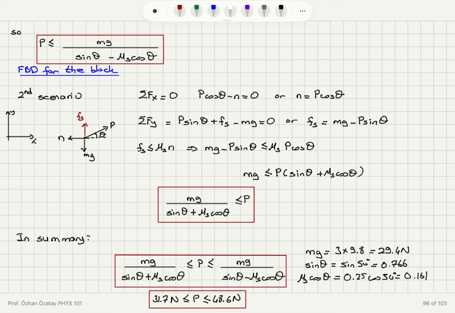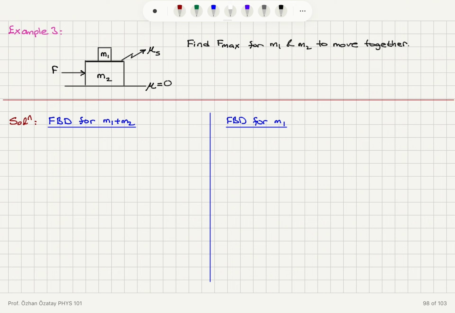Okay, so let's move on to one more example. Now we have two blocks here, M1 and M2, sitting on top of each other. M2 is in contact with a surface which has no friction, and M1 is in contact with M2, which has coefficient of static friction mu s. There is a force F that is applied to the right. What is the maximum value of this force for M1 and M2 to move together?